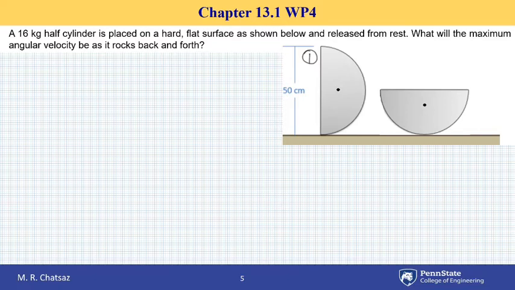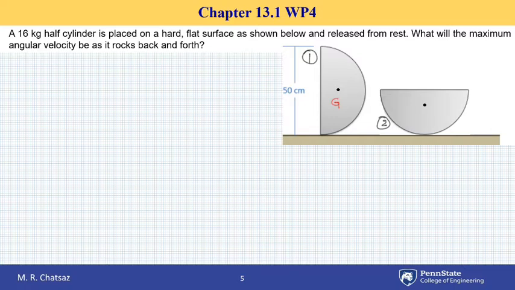So let's say it is released from position 1. And observe that maximum velocity occurs when the semi-cylinder is in this position. I label this as position 2. Let G be the mass center of the cylinder. Then as it rolls, observe that it has plane motion, assuming that it is rolling without any slippage. Its mass center has a linear velocity as well as the whole object has an angular velocity.